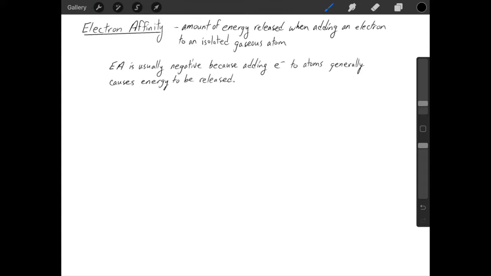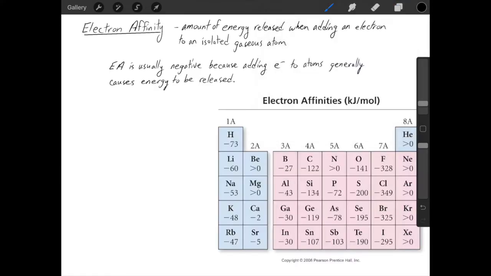And the reason it's so easy to add electrons to atoms, so easy in fact that it causes energy to be released, is because most atoms actually have empty or partially empty orbitals that are available for the electrons to move into. And the trends for electron affinity are not as consistent as the other trends that you've learned about, things like size or ionization energy. They're generally a little bit less consistent.